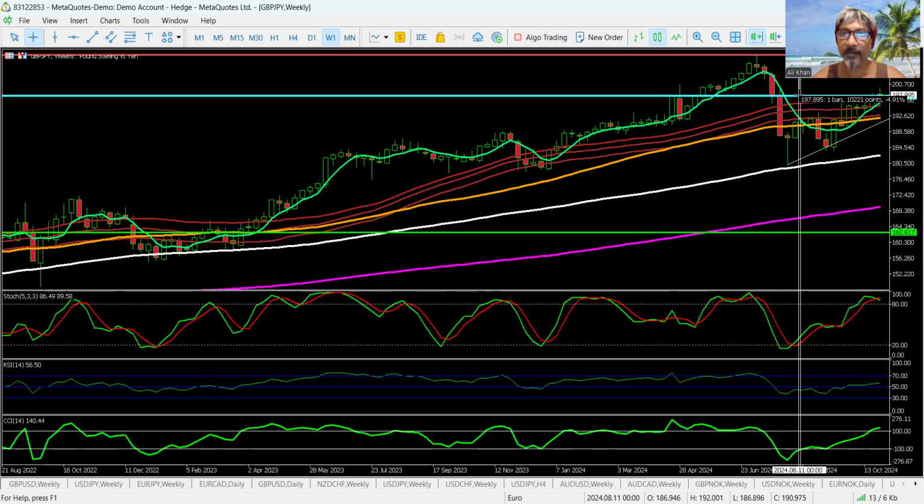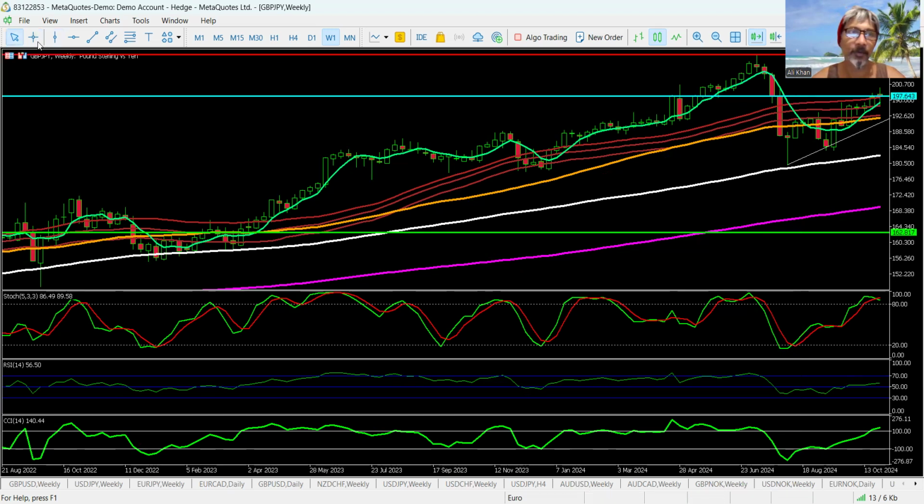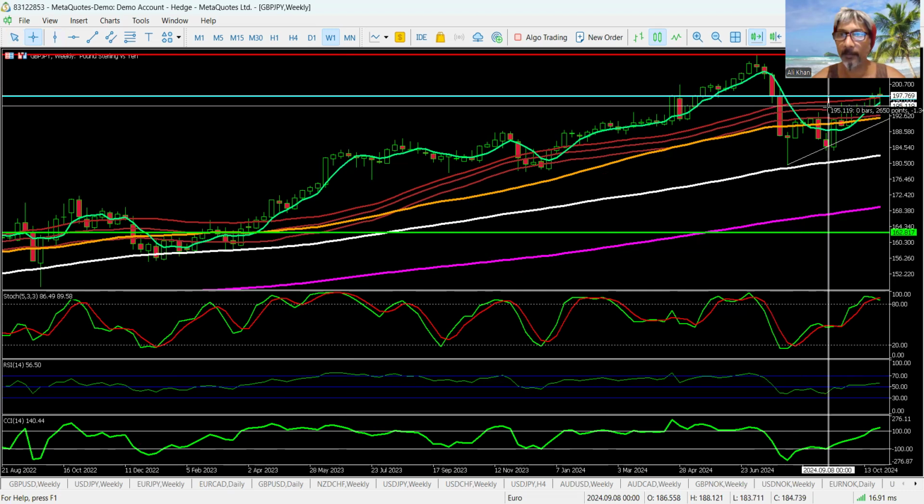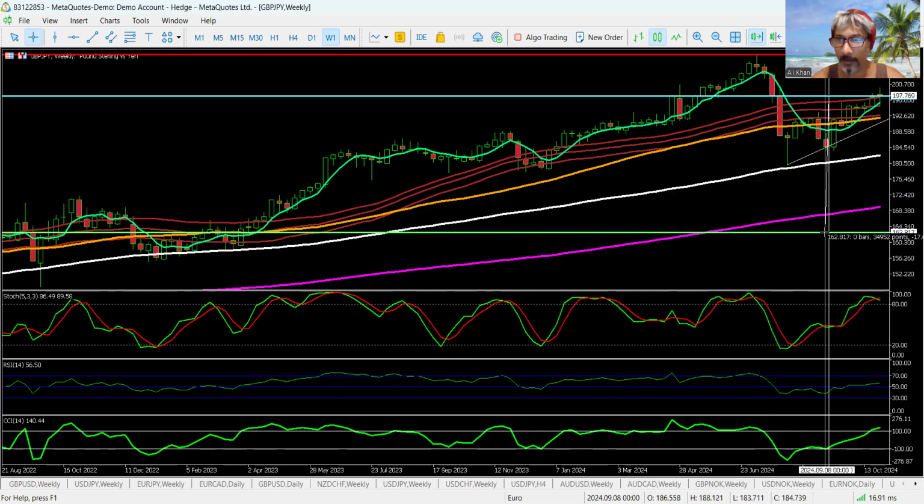Okay. Now you're risking 1,100 pips for targeting from the blue line all the way to the green line. And that's about 3,400 pips. So you're risking 1,100 pips for 3,500 pips. That's more than 2 to 1. I will take that trade. Now I will tell you why I'm taking this trade.